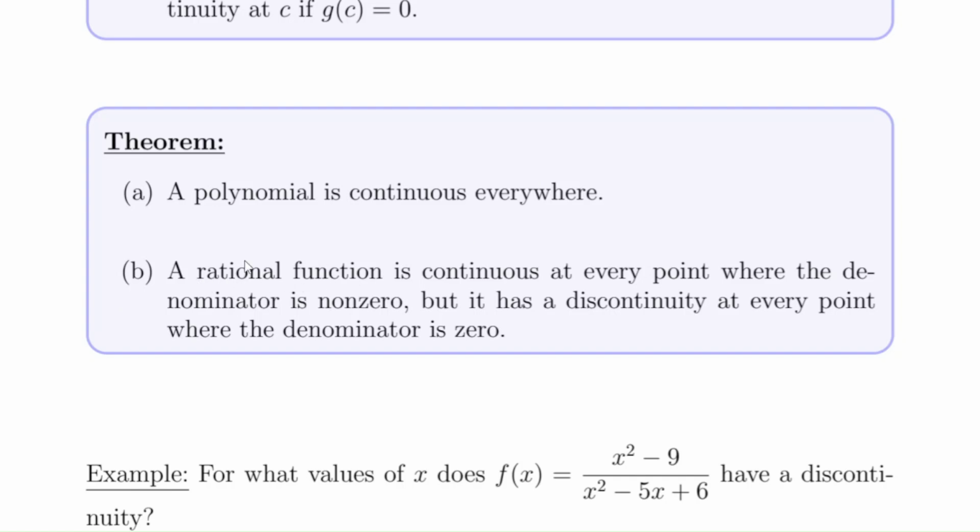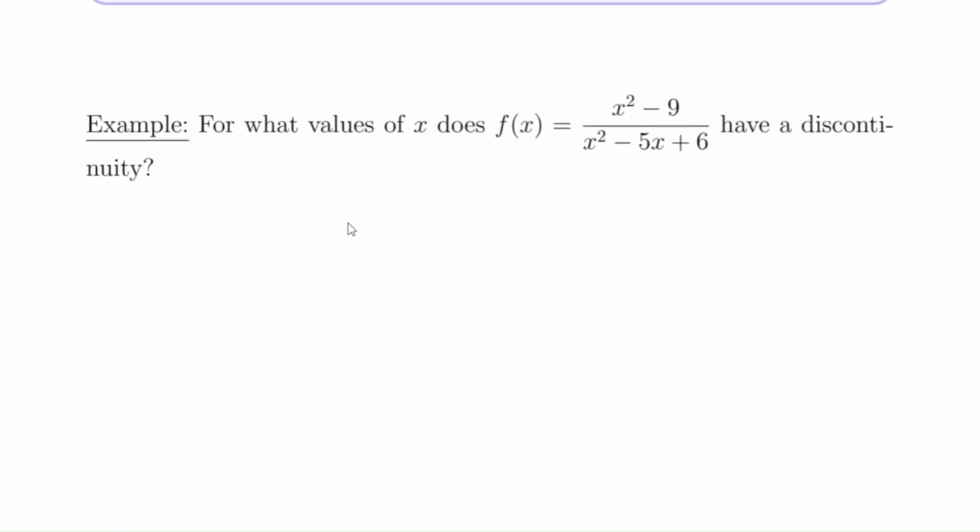And rational functions, so a polynomial divided by a polynomial, will be continuous at every point where the denominator is non-zero. They'll have discontinuities at every point where the denominator is 0, every place you're dividing by 0. Okay, so let's look at an example. For what values of x does this function have a discontinuity?